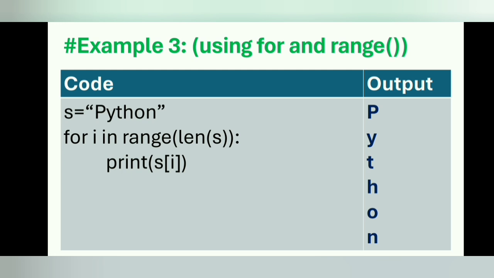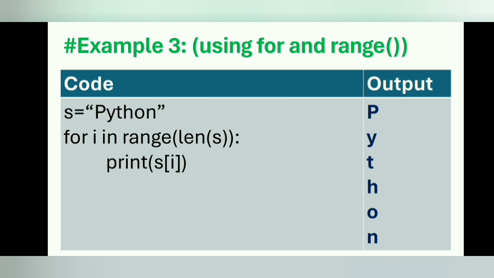Example 3. Using for and range function. In this example, we assign the string Python to the variable s. We use the for loop with range function to traverse the string. The built-in function len returns the length of the string. Here the len function returns a numeric value of 6, which is the length of the string.